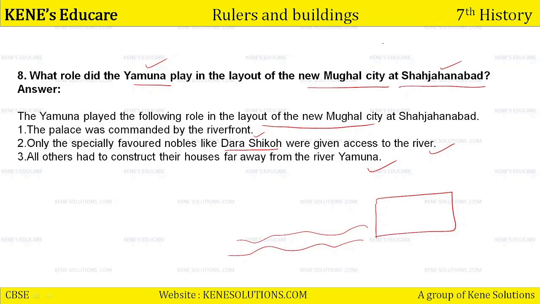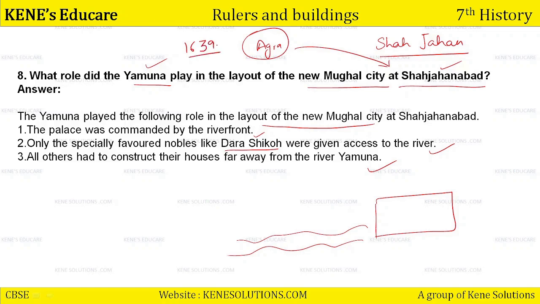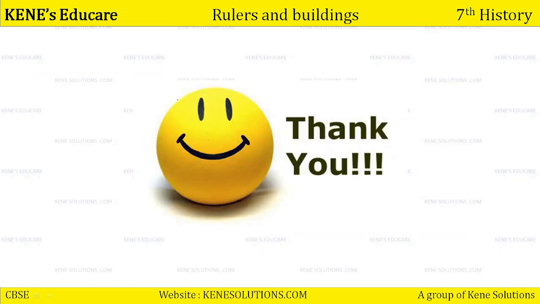Shahjahanabad was the new Mughal city when the Mughal emperor Shah Jahan decided to shift the Mughal capital from Agra. उन्होंने बोला अब आगरा में कैपिटल नहीं रहेगी, we'll shift to Shahjahanabad. So he built this city when Shah Jahan decided to shift the capital from Agra in the year 1639. Okay.